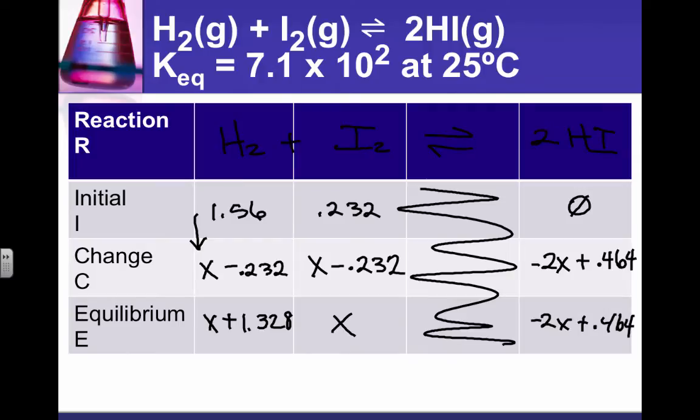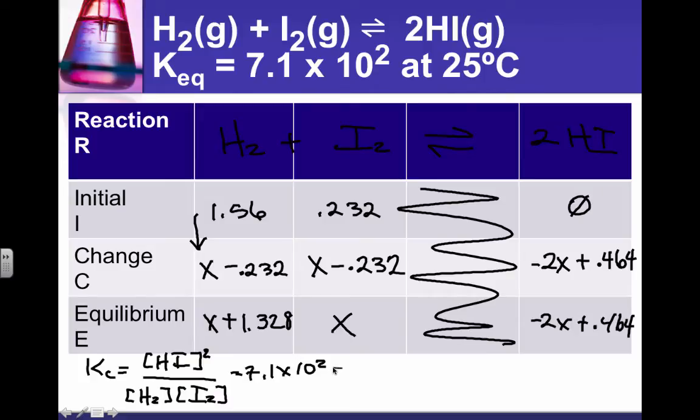Now what do we do? Remember, once we get our chart filled out, we start putting things into our equilibrium constant expression. So let's write that first with variables. Hydrogen iodide goes on top, that gets squared. Hydrogen gas times iodine gas goes at the bottom. And that is equal to 7.1 times 10 to the second. When I put my equilibrium values in from my RICE table, what do we get?